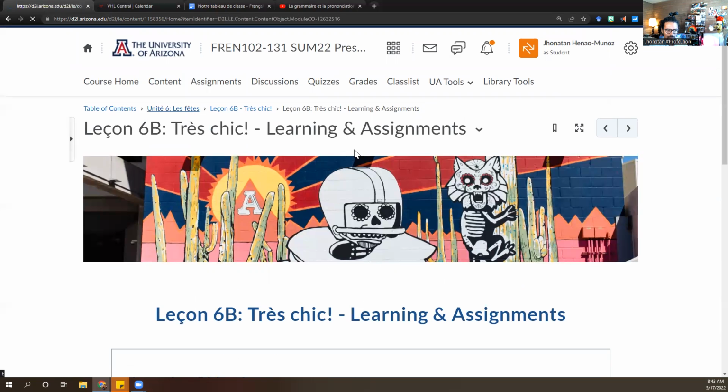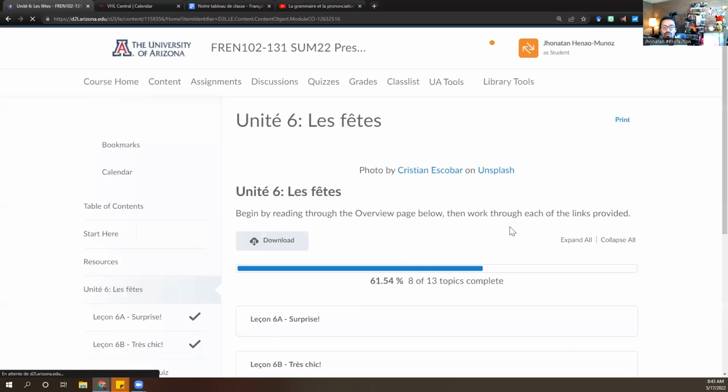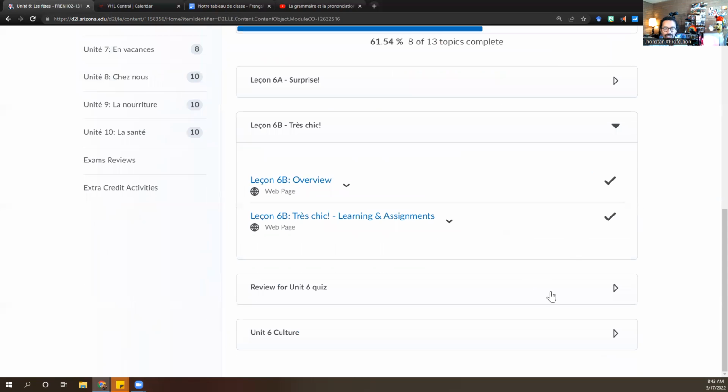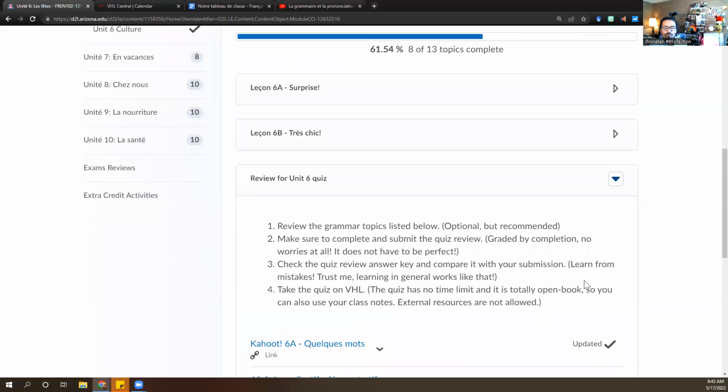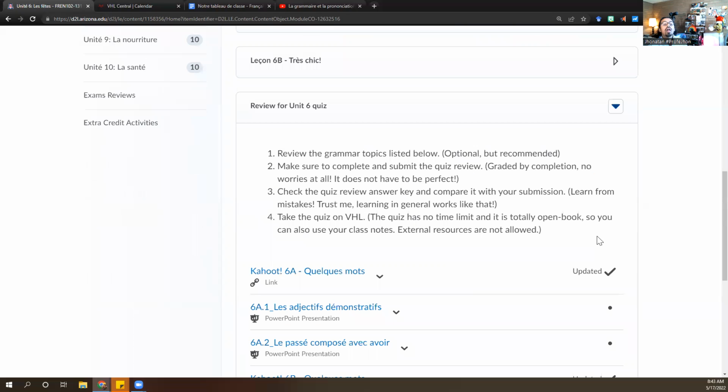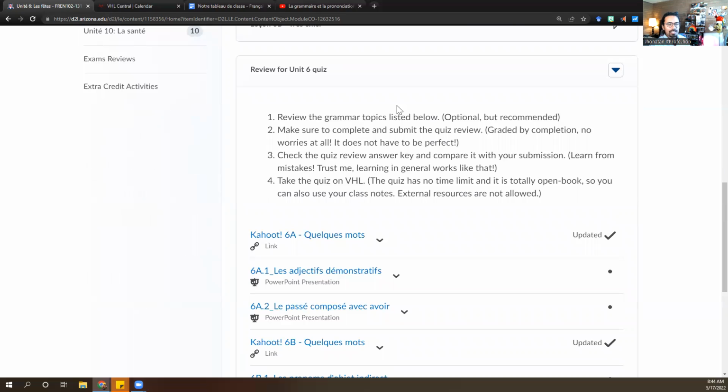So, once you finish lesson A and lesson B, you are required to review the content we studied for the quiz. So we're going to pass to review for Unit 6 quiz. So what is here? There are the step-by-steps. You are going to review the grammar and vocabulary listed below. They are optional, but highly recommended because the more you refresh it, the easier it's going to be when you are taking the quiz.